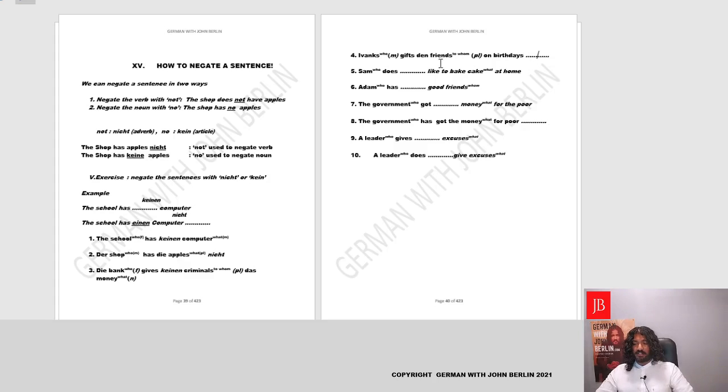Now this is Ivan's gifts to the friends on birthdays. Okay, so Ivan's does not gift to the friends on birthdays. So we are negating the verb gift with the adverb nicht. Perfect. Sam does dash like to bake at home. So Sam does not like to bake cake at home. So basically we are negating the verb bake. So we need the adverb nicht, which is not. So you could put the adverb anywhere in the sentence, either in the end or in the middle.